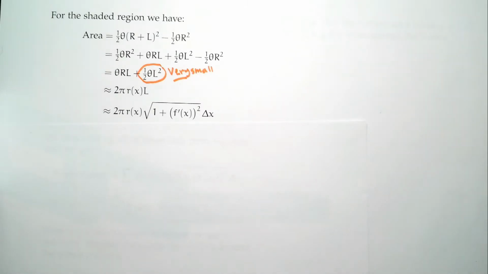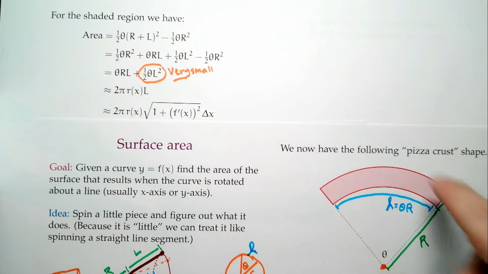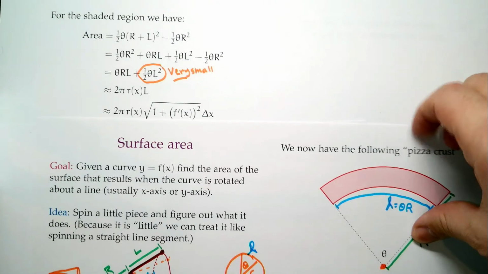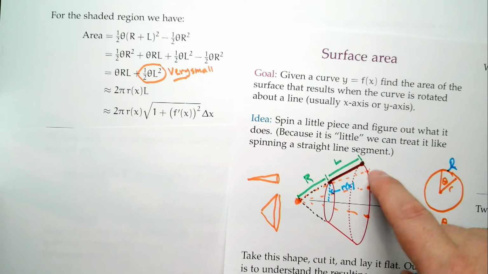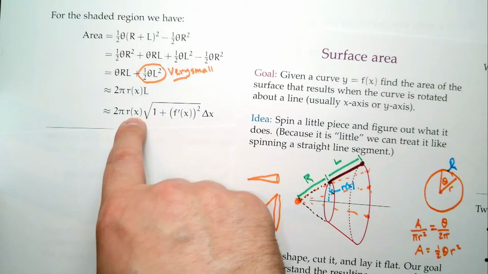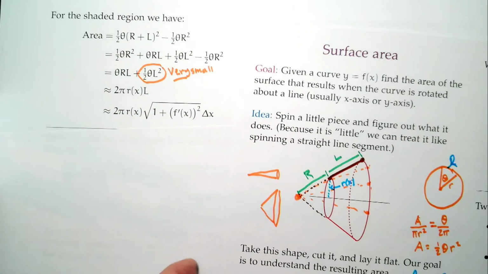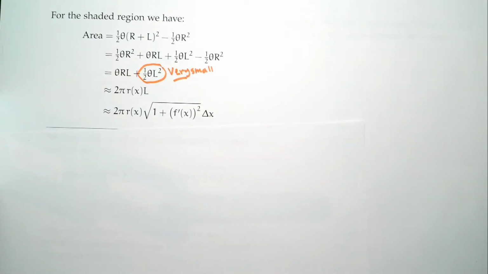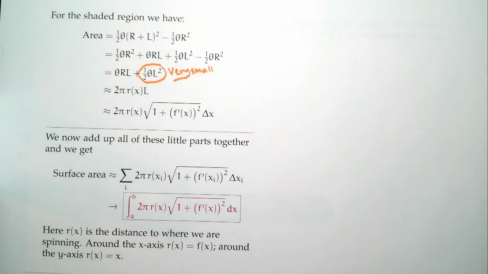All right. So the grand moral is, we now have a way to find the area of this type of pizza crust shape. In other words, if I have this curve f of x, and I want to say how much surface area there is, it's 2 pi times the radius times the square root of 1 plus f prime of x squared delta x. All right. So this leads us to our lovely formula.